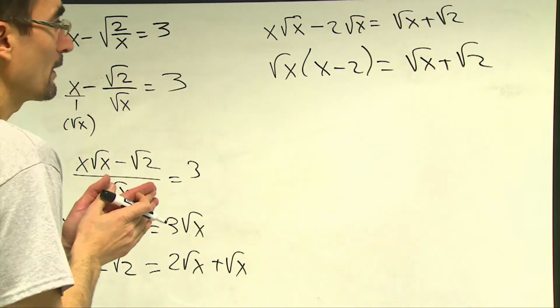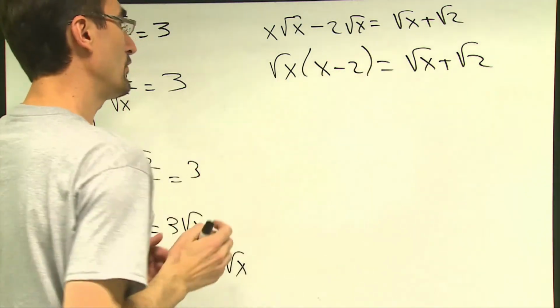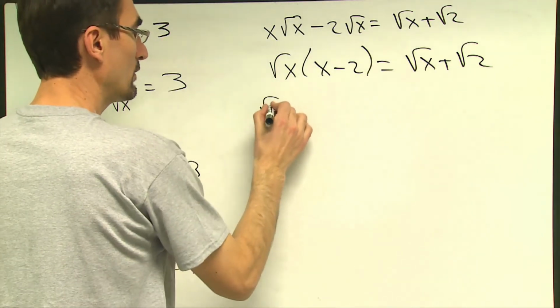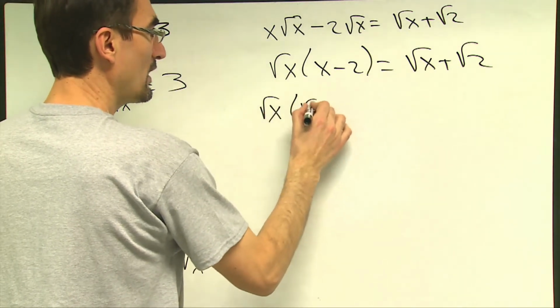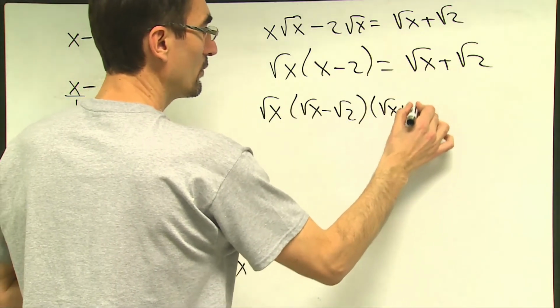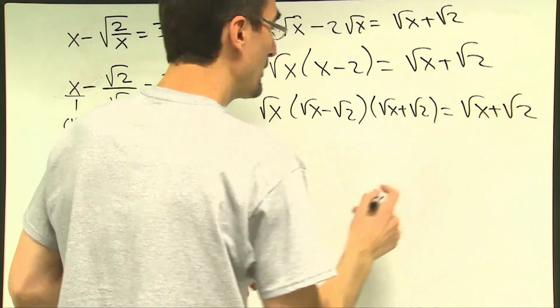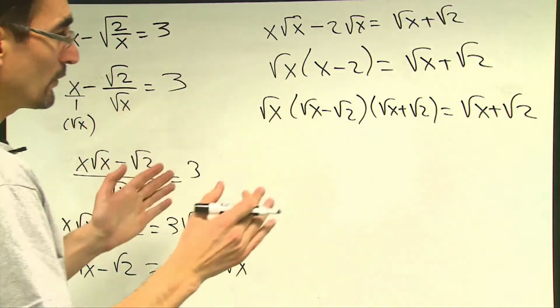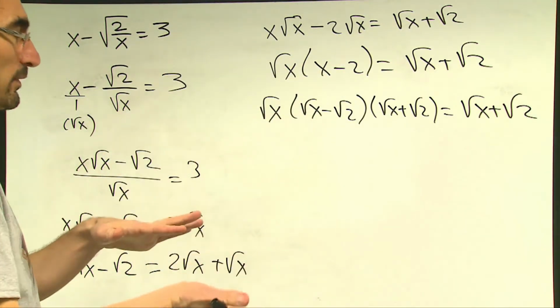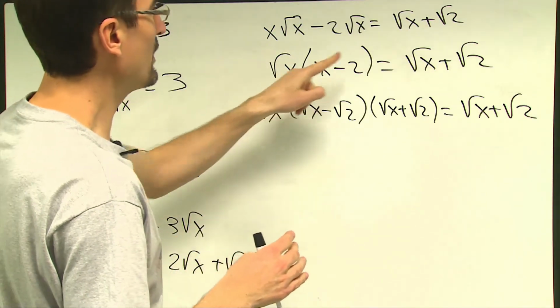How can I use difference of 2 squares to factor out x minus 2? Here comes root x minus root 2 times root x plus root 2 is equal to x minus 2. Remember, a square minus b square was equal to a minus b times a plus b. Now I just use that expression to factor out x minus 2.